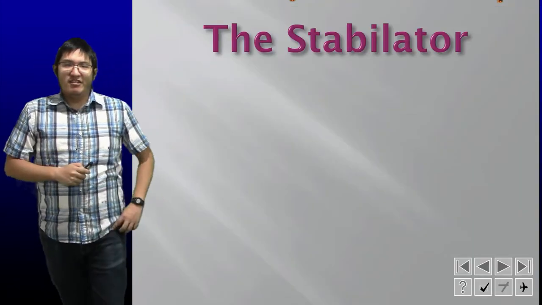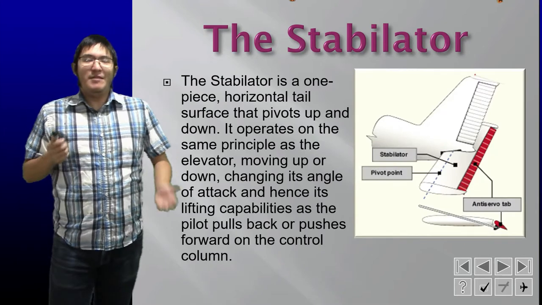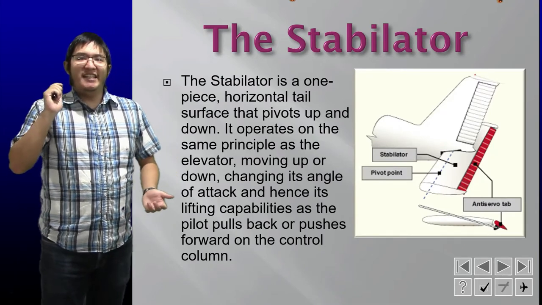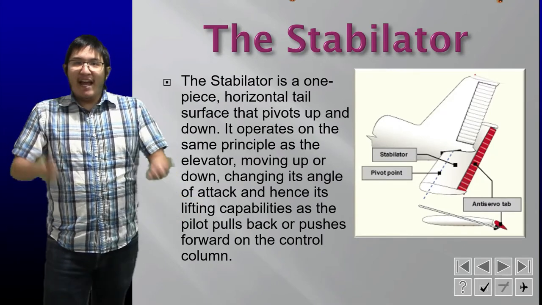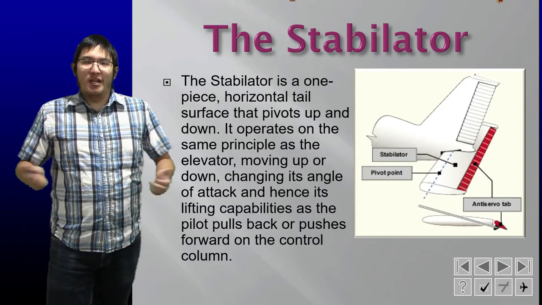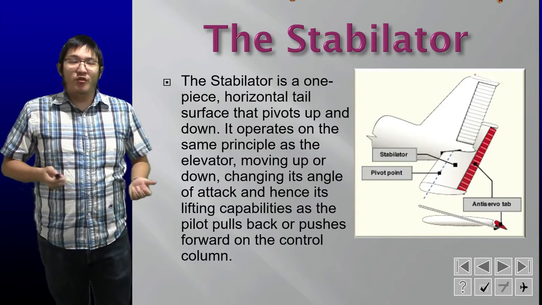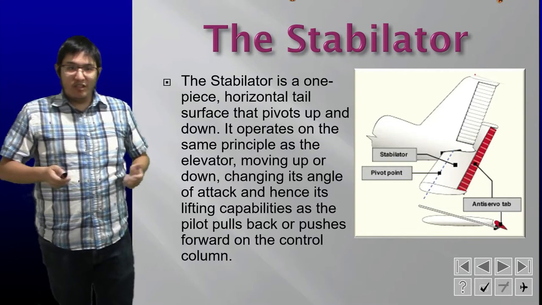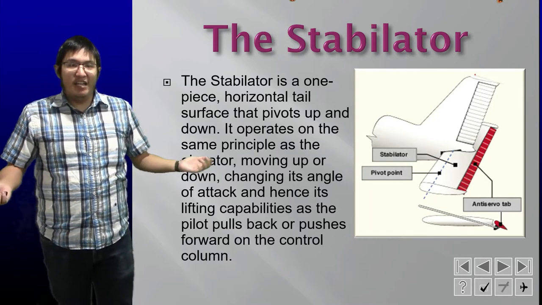The stabilator. The stabilator is essentially a horizontal stabilizer and an elevator all in one. So the whole entire surface moves. It still moves up and down just like an elevator would.